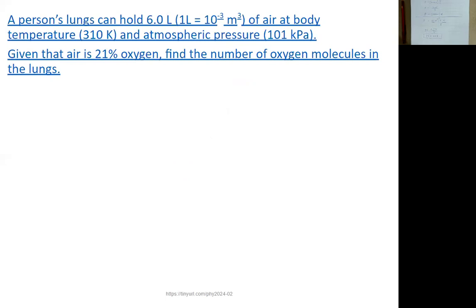Now let's take a look at an example here. This one says a person's lung can hold about 6.0 liters of air at body temperature, which is about 310 Kelvin. Last time we took a look at one example: our body temperature is about 37 degrees Celsius, which corresponds to 310 Kelvin. And atmospheric pressure is 101 kilopascal. Given the air is about 21% oxygen, find the number of oxygen molecules in the lungs.